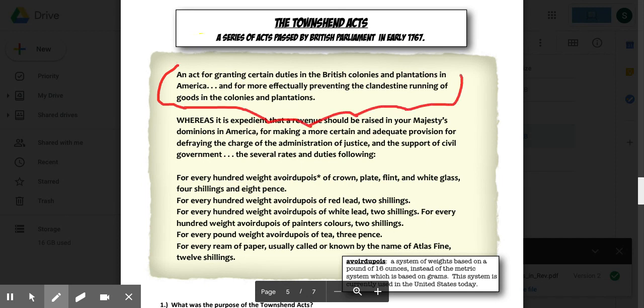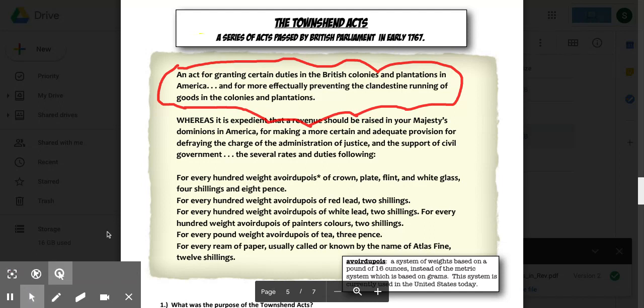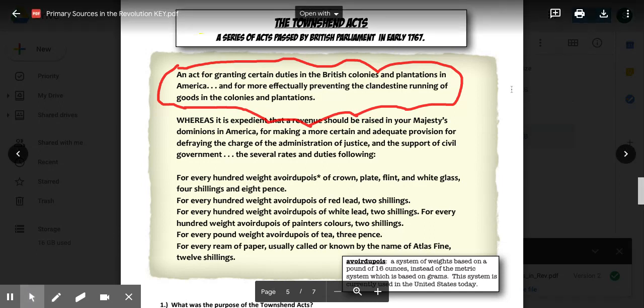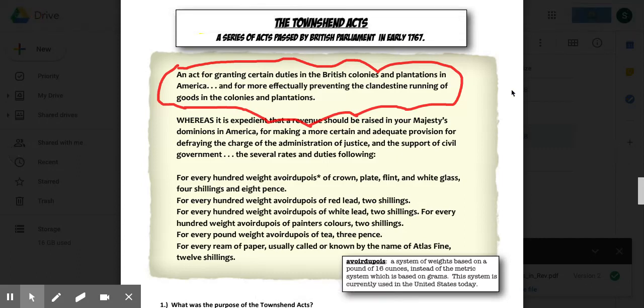And it says here, whoops, I'm not good with this pen at all. Looks like a cloud, a red cloud or something I drew there. Anyway, it says an act for granting certain duties in the British colonies and plantations in America. So, guys, that first sentence says this is a law to create taxes in the British colonies and also the plantations in America. That's like the Caribbean they're talking about there, because the British owned a lot of those islands in the Caribbean where they had plantations.